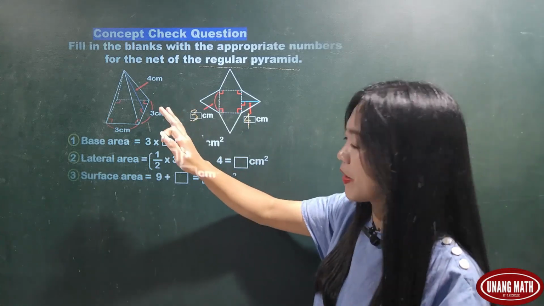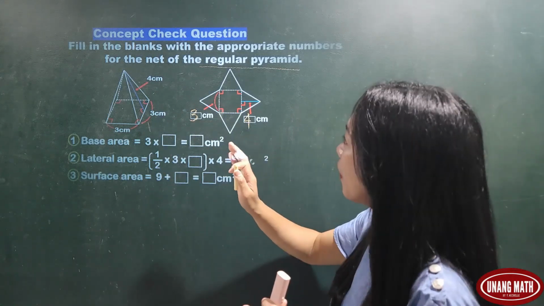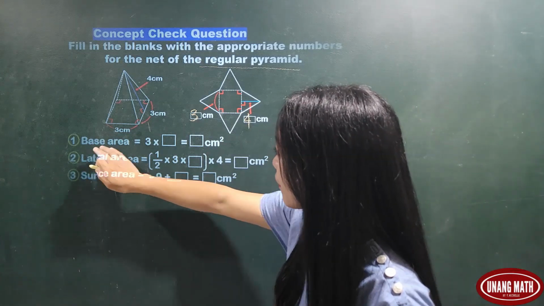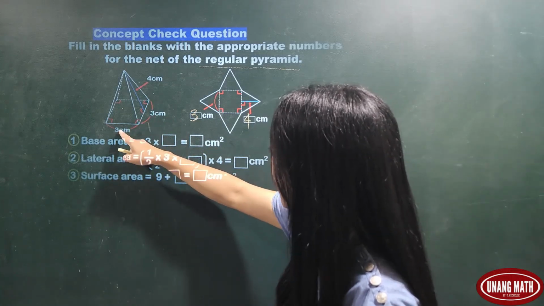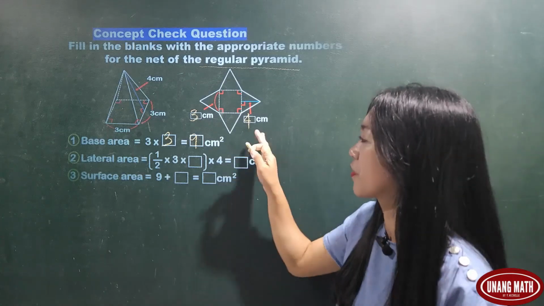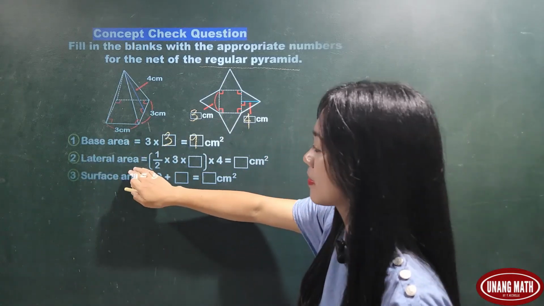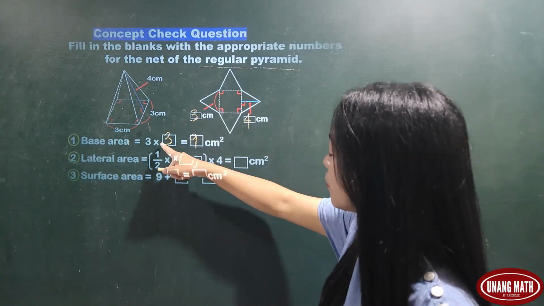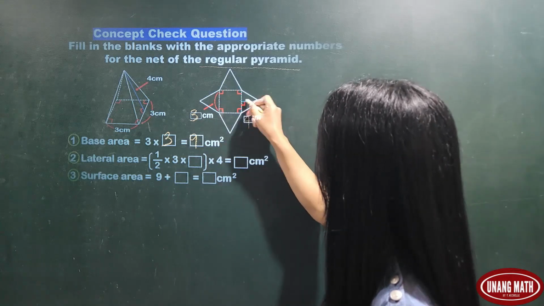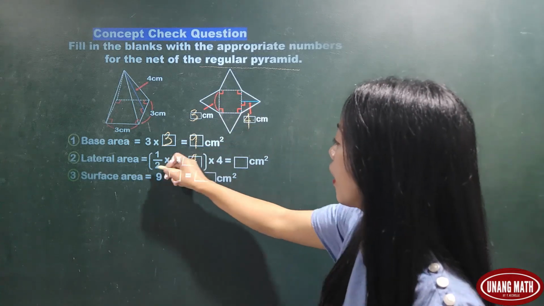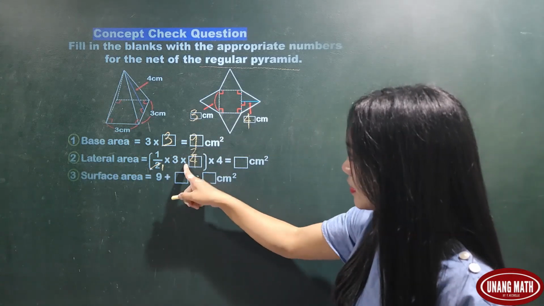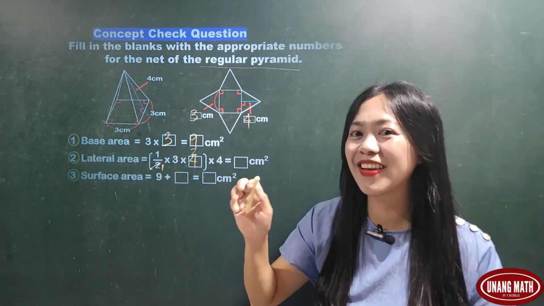Since this is a regular pyramid, all the lateral faces are congruent. First, let's find the area of the base. This is 3 and 3, so 3 times 3 is equal to 9 square centimeters. What about the lateral faces? Since this is a triangle, it's 1/2 times base times height. The base is 3 and the height is 4. If we simplify, 3 times 2 is 6. So 6 square centimeters for one lateral face.